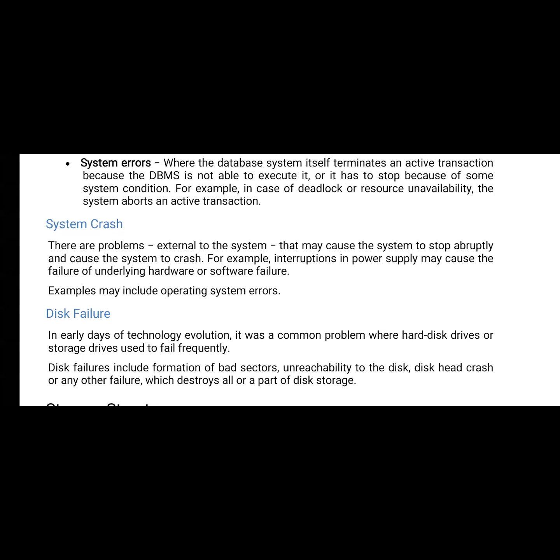So for any recovery, please remember this. If you have the chance, please note this down. We have three steps to recover the data. What are they? The first one is analysis. The second one is redo. And the third one is undo.